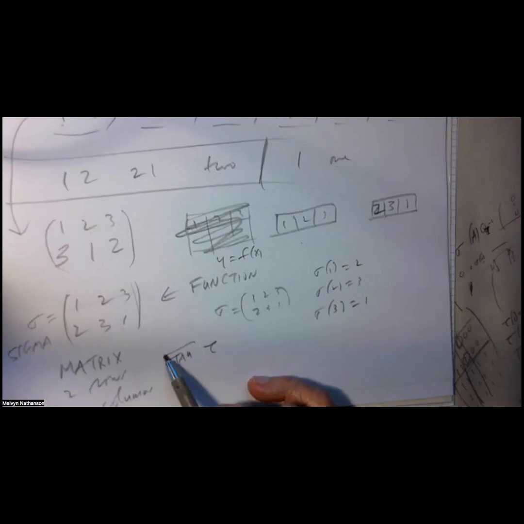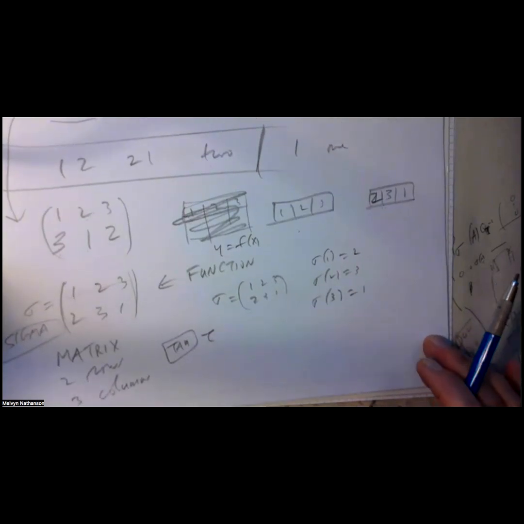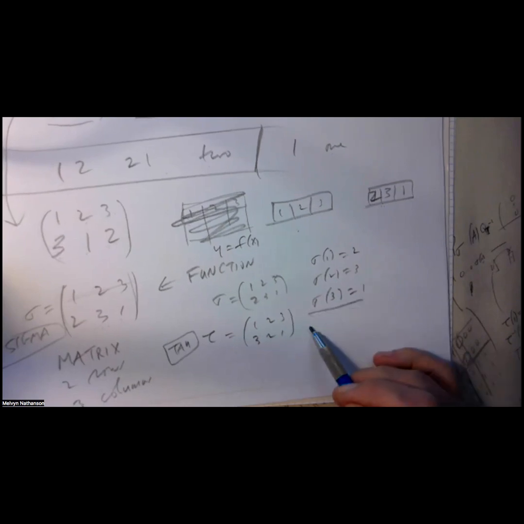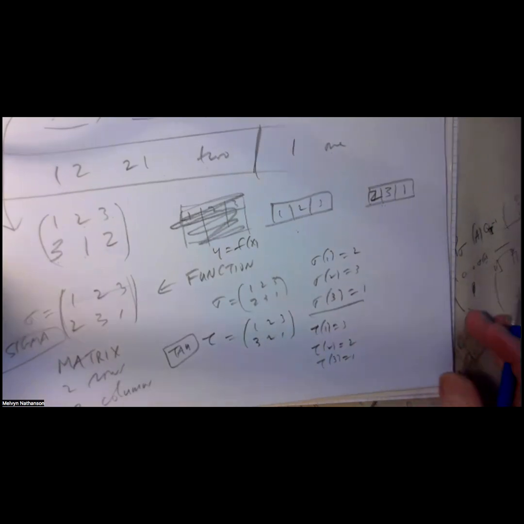Suppose I have another permutation, which I'll call tau. You like Greek letters in mathematics, tau. Suppose tau is the permutation 1, 2, 3, 3, 2, 1. So tau is a function which sends 1 to 3, tau of 2 is equal to 2, and tau of 3 is equal to 1.